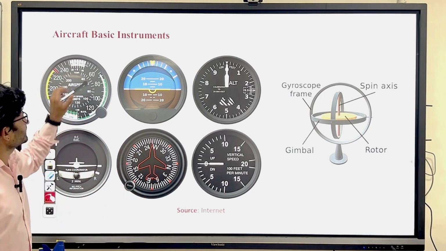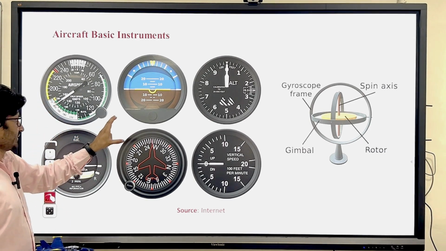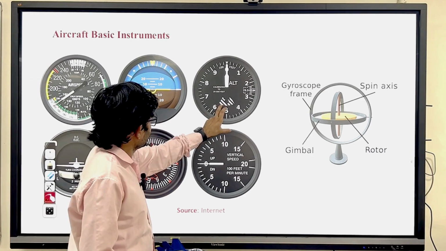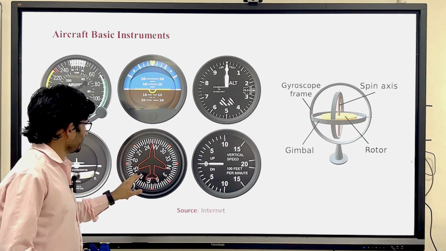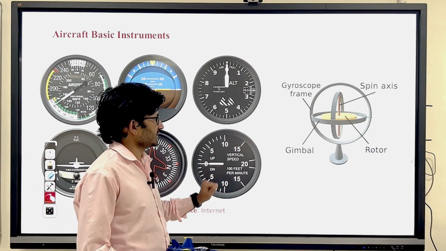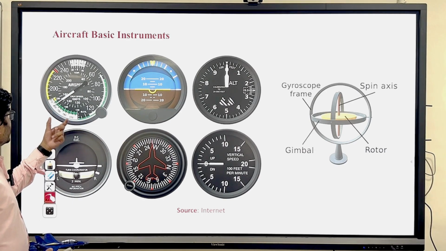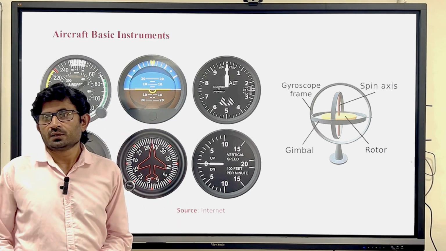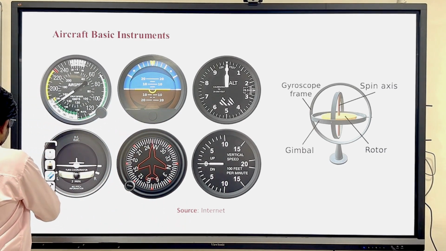So there are 6 basic instruments here. One is airspeed, and this is the artificial horizon, and this is the altimeter, and this one is the turn coordinator, and this is the heading indicator, and this is the vertical speed indicator. So consider this first one, airspeed. Airspeed works on the principle of the pitot tube.